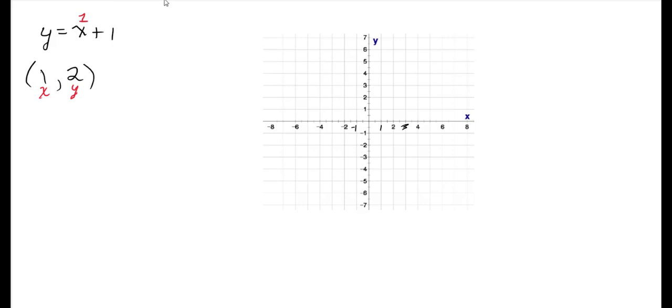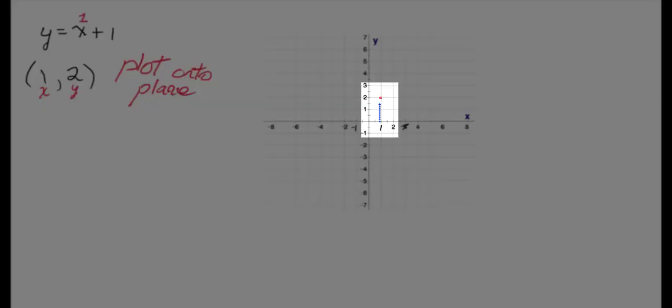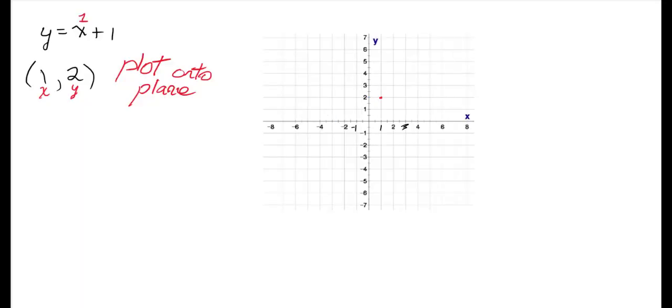Now let's plot that. Okay, so we're going to do what is called plot the coordinate onto the plane. So 1 comma 2, I get 1 for x, 2 for y. So now let's come up with another point. Let's say I chose x to have the value negative 2.